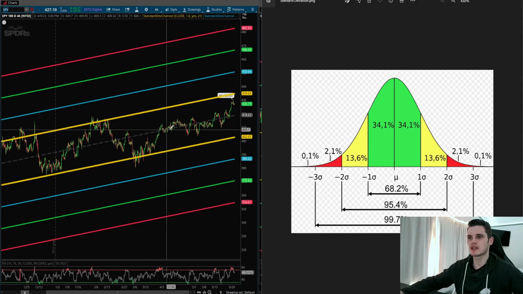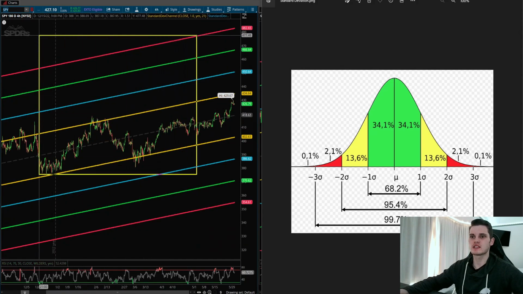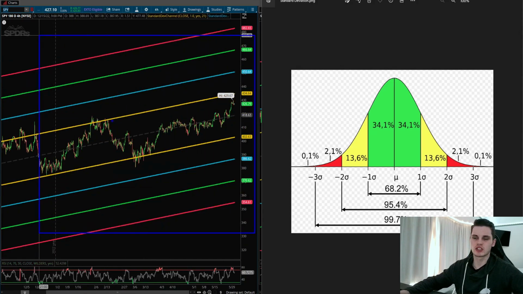In this video, we're going to be going through standard deviation channels, what they are, how to use them, and how you can really understand them and utilize them to your trading advantage. So to get straight into it, on the left here, this is standard deviation on a chart.